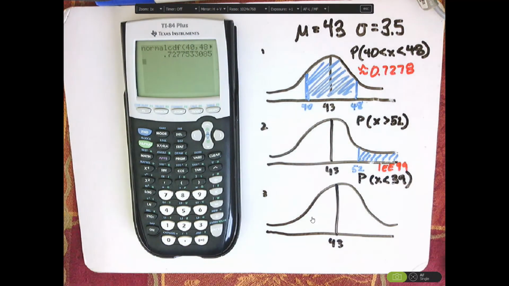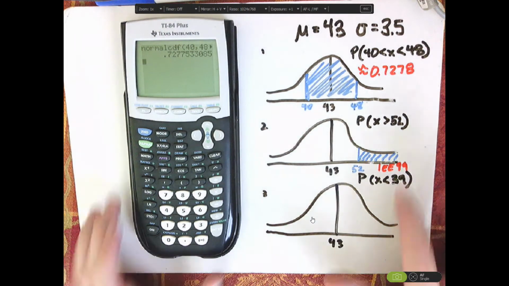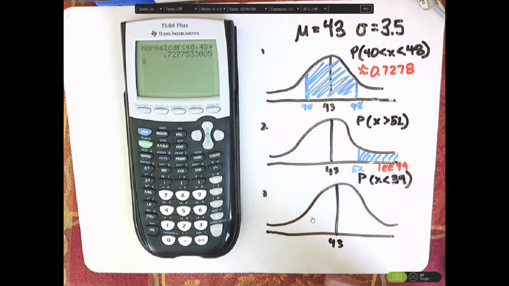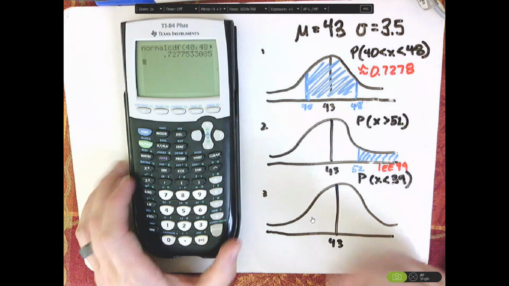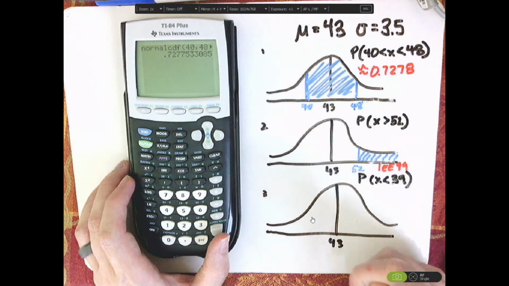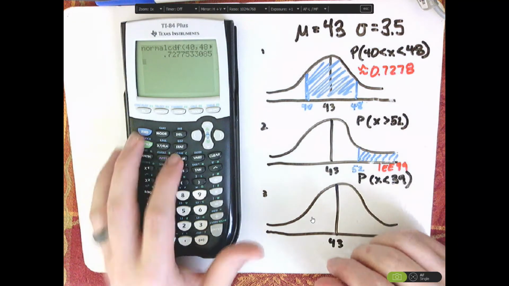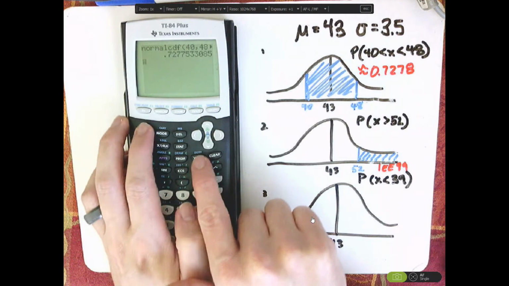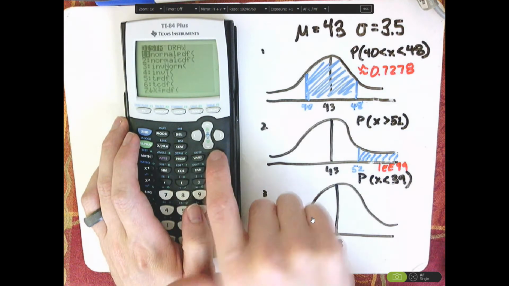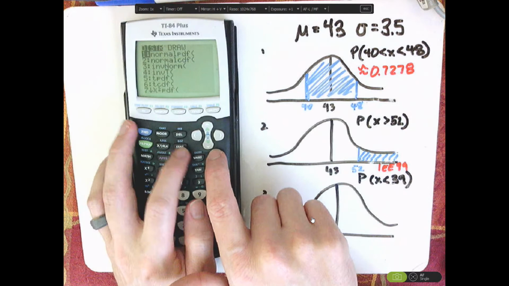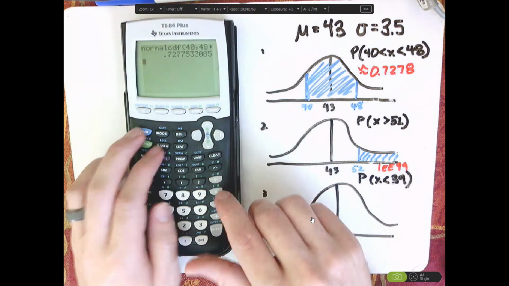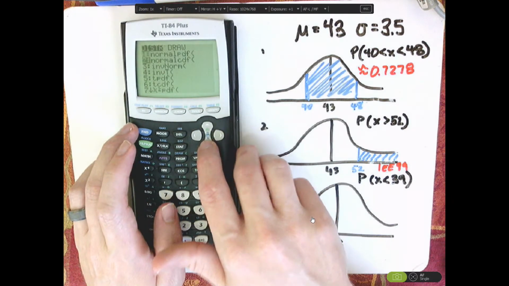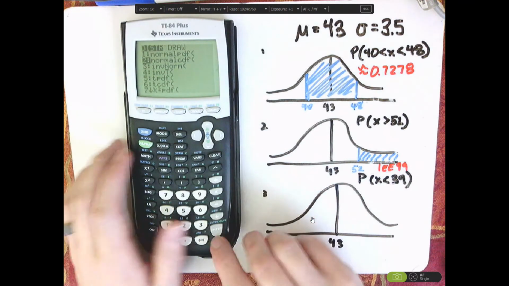You want to type in a very large positive number, and it doesn't matter what. This just guarantees a more accurate answer because it's very, very, very large. All right, so let's type that in. So again, second, and then distribution, and then we're going to go to normalcdf.